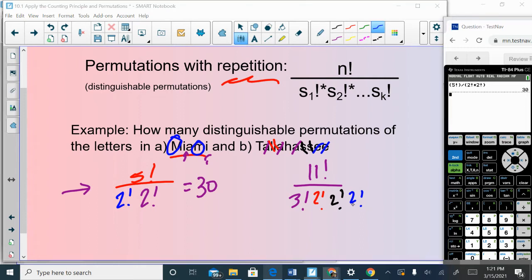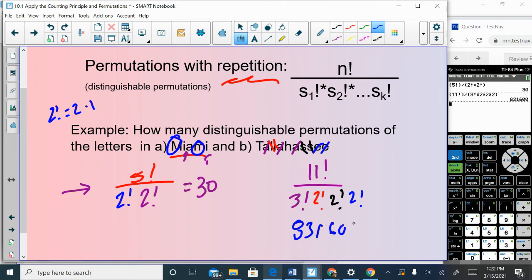Be very careful with how you type this in. 11 factorial divided by... you cannot just multiply all these things and then take the factorial. That would not be mathematically sound. So I know 3 factorial, and I know that 2 factorial is just 2. Remember, 2 factorial just means 2 times 1. So I'm just going to do times 2 times 2 times 2. But if you did times 2 factorial times 2 factorial times 2 factorial, that would also give you the same answer. And what do we get? A lot.